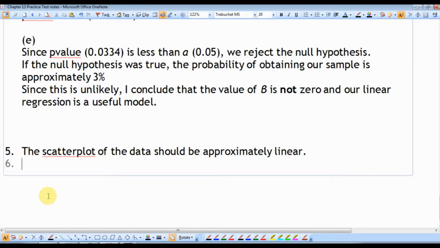What should the residual plot look like? Of course, residual plots should not have a pattern, right? The residual plot should not show a clear pattern. Okay.